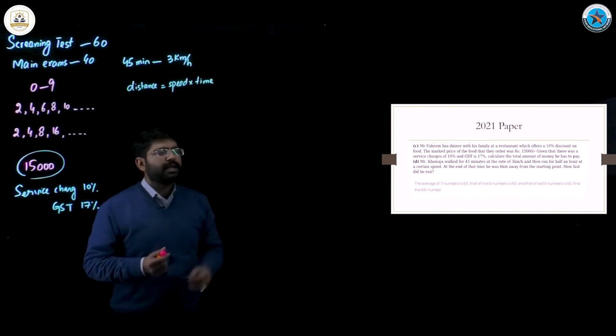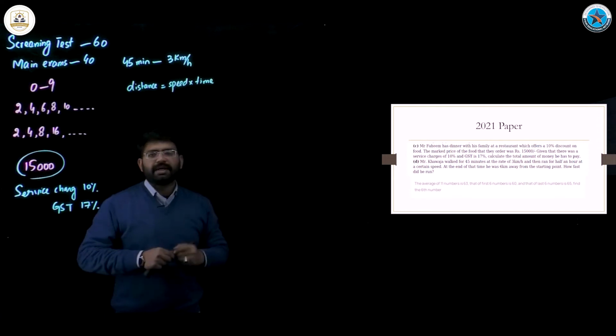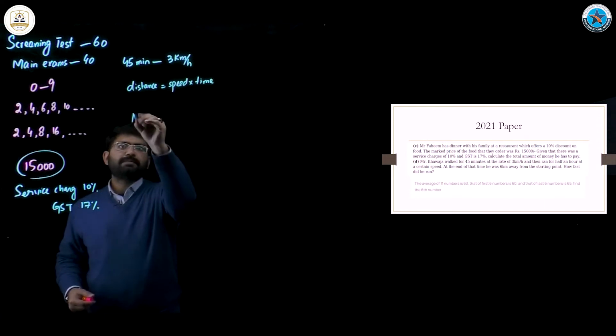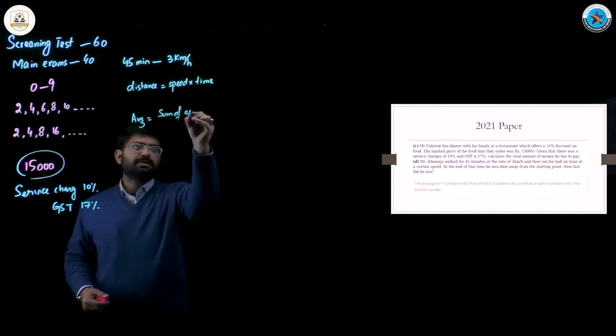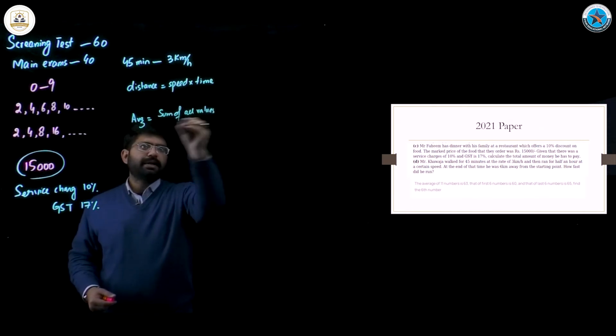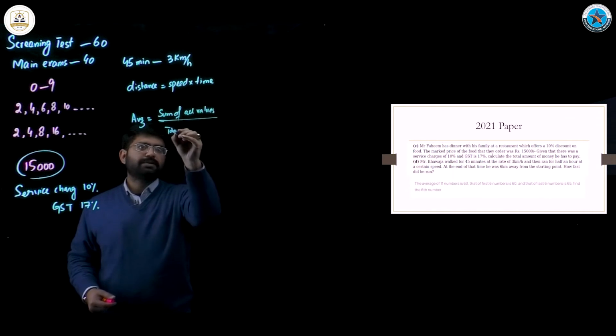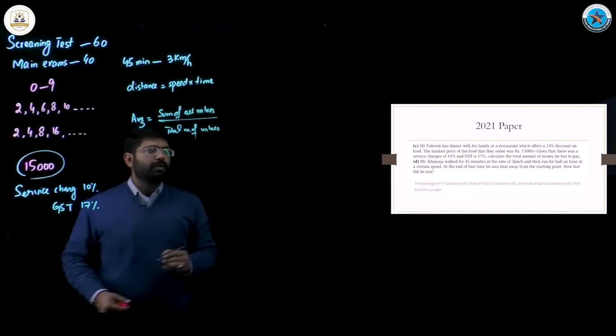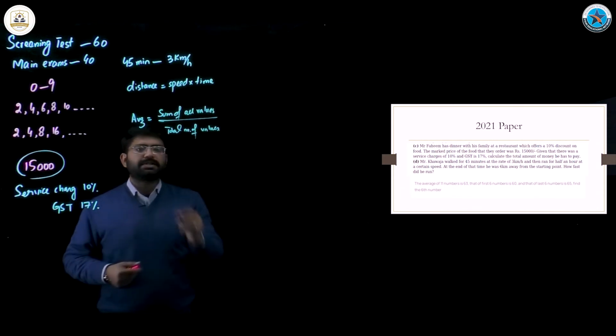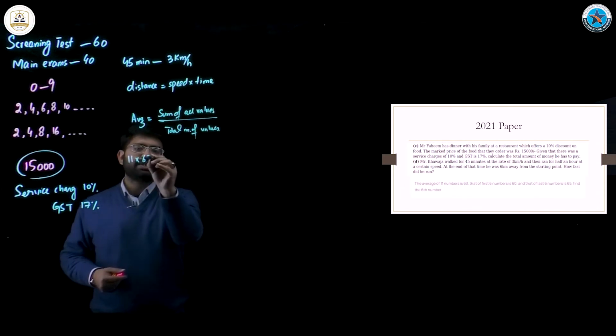And in the last one, the average of 11 numbers is 63. Average is the sum of all observations or values divided by the total number of values. So what would be the total of 11 numbers? It would be 11 into 63. This would be the first average.